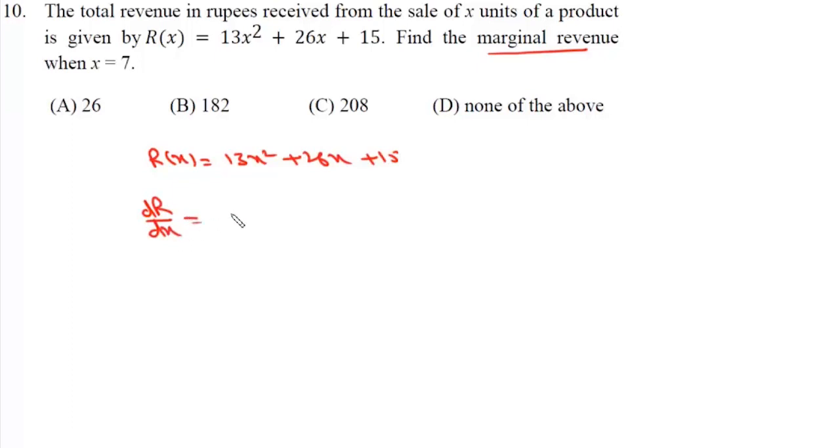Now dR by dx is 26x plus 26. Now we need to find marginal revenue when the value of x is 7. Now we put x as 7, we'll get 26 into, now 1 plus 7 is 8. So this is 208, and that's your option C.